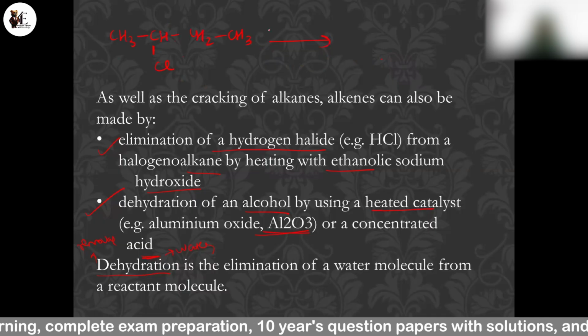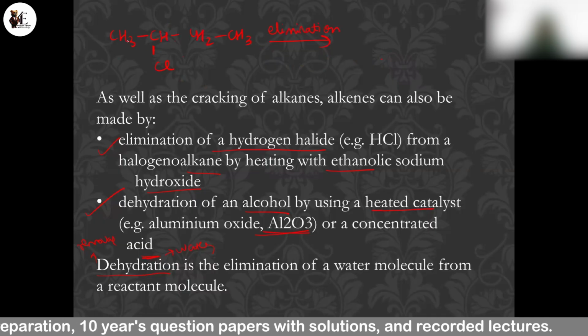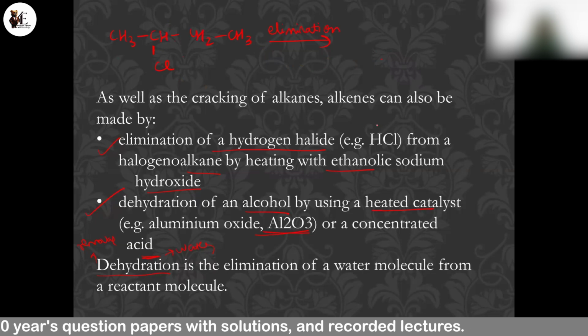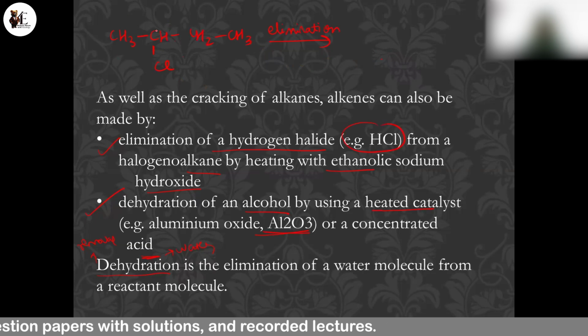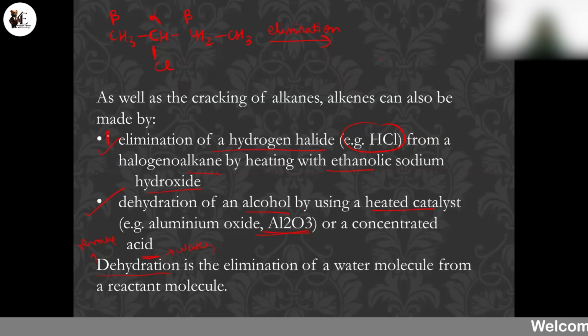Okay, if I do the elimination reaction here, you have to remove HCl, right? So this carbon at which the chlorine is attached is called the alpha carbon. Okay, and the carbons which are adjacent to it are called the beta carbons. So this reaction is also known as beta elimination.